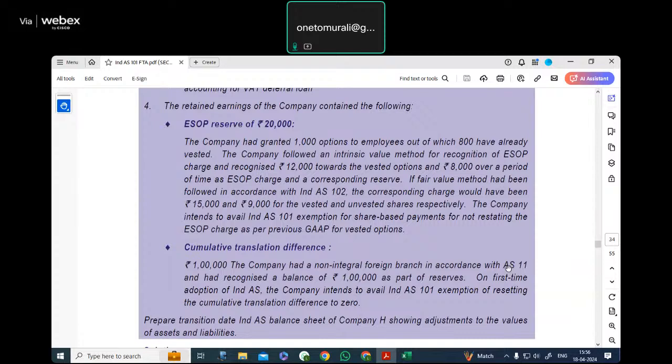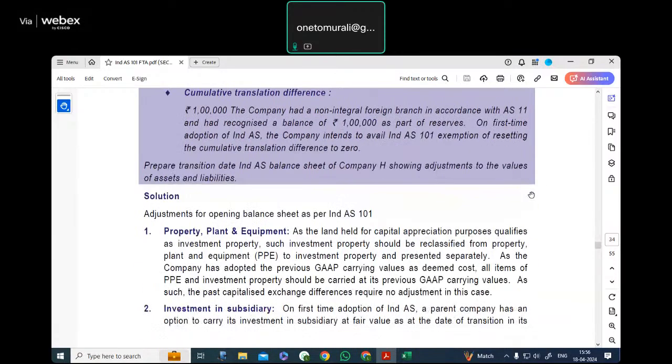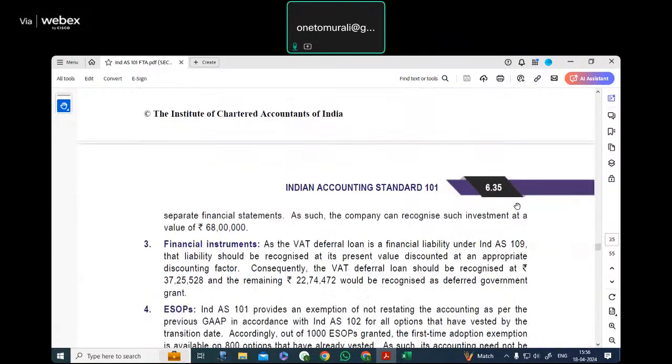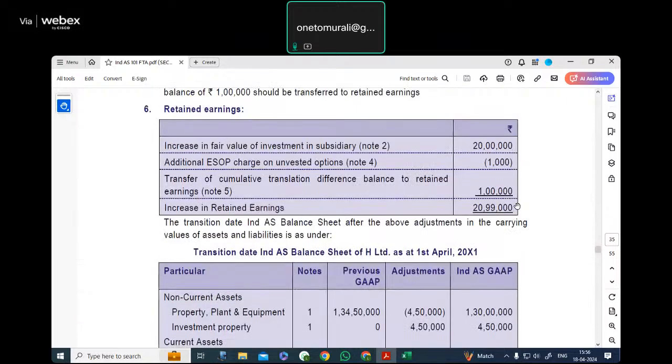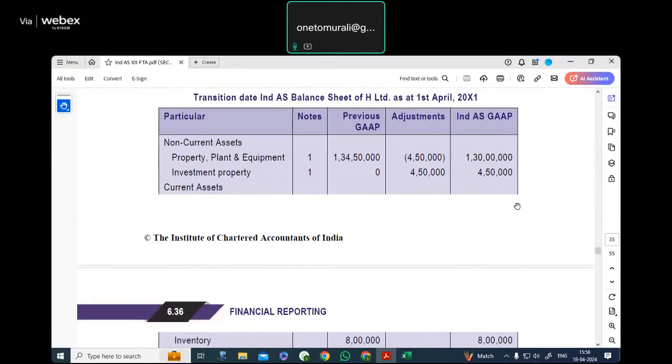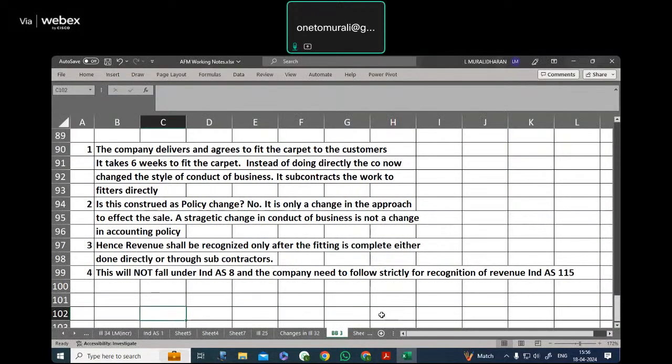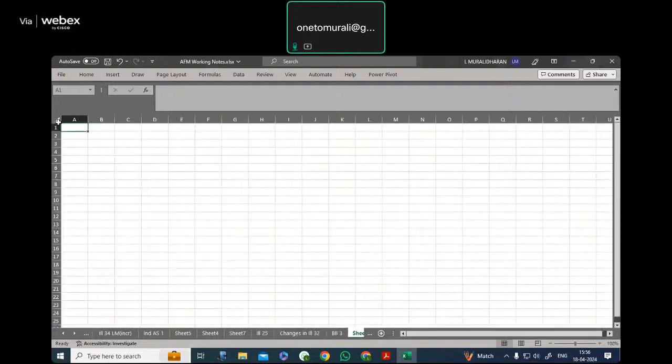See, it's a fairly very good problem. So straight away, I would like to take up this one. We will read the problem. We will take up these computations in Excel and try doing it.